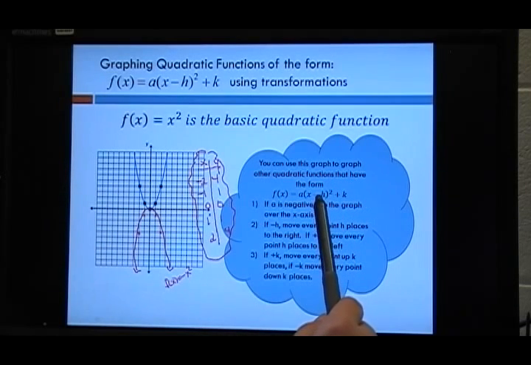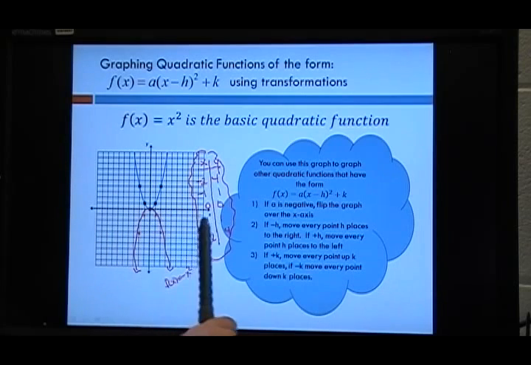If you're dealing with a function where you have inside with the x some number, then you will need to shift your graph either to the left or to the right.